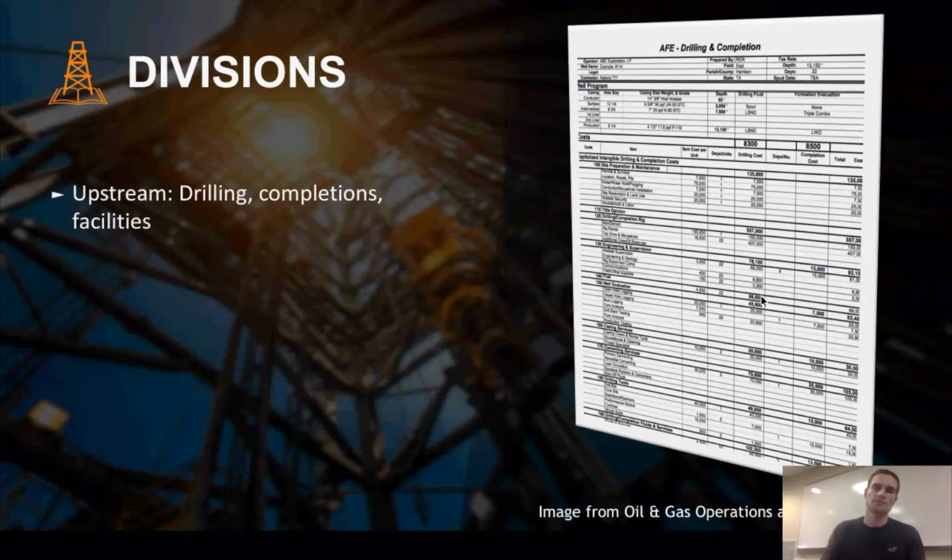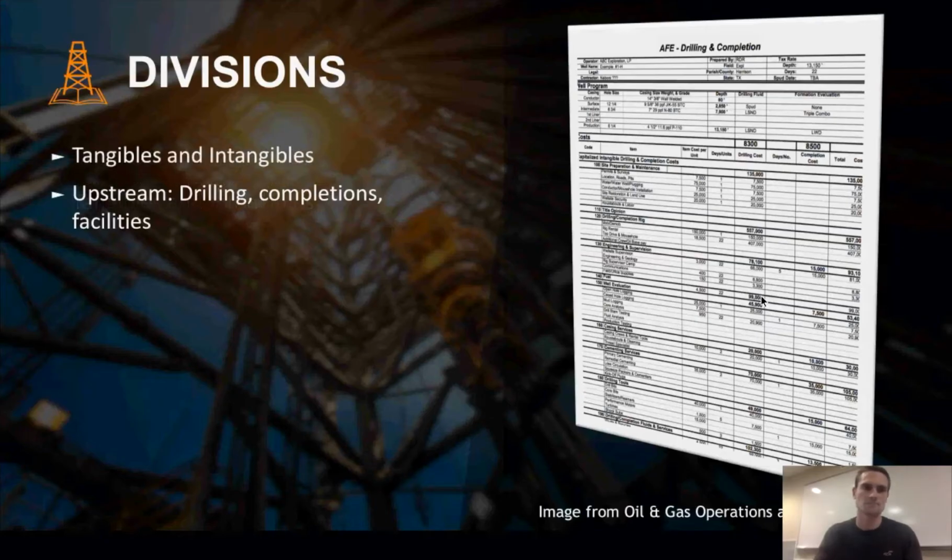And so in the upstream oil and gas industry, you're going to see them divided into drilling, completions, and sometimes facilities. So that's going to be the main divisions there, infrastructure, just within the upstream itself. So if you're in midstream or downstream, your divisions are going to look a little different, but they're basically just categorized into the main categories that you're going to see to complete that project.